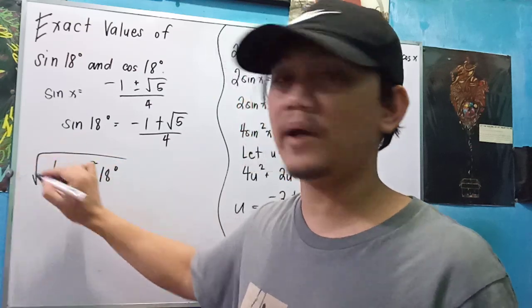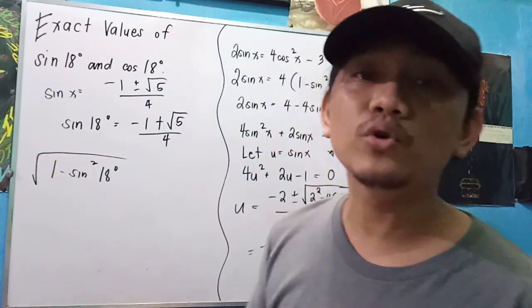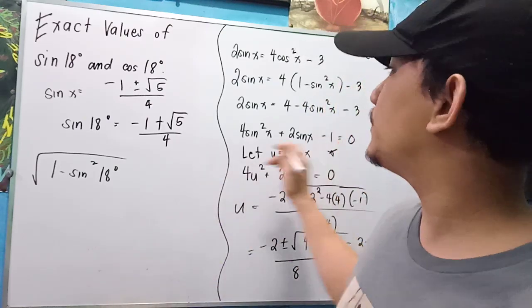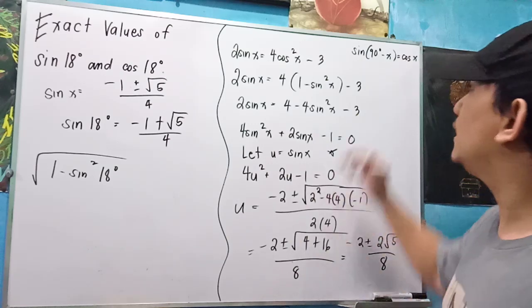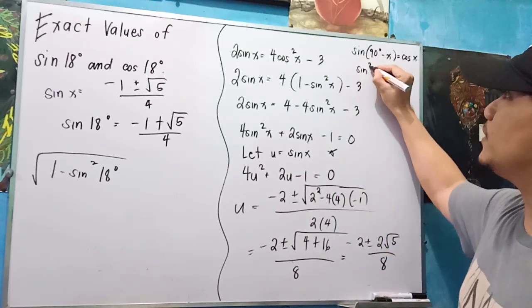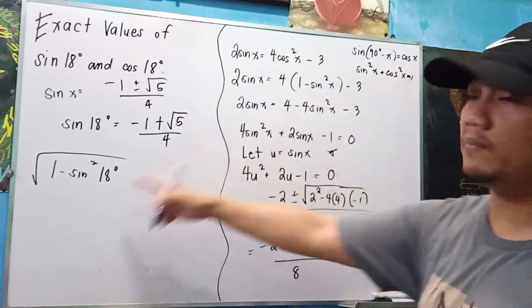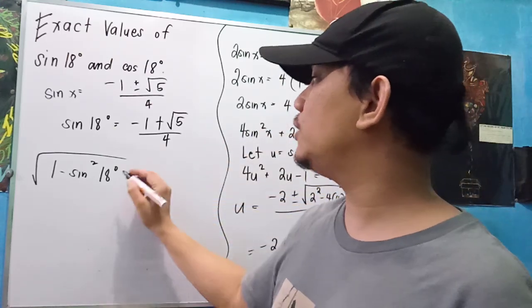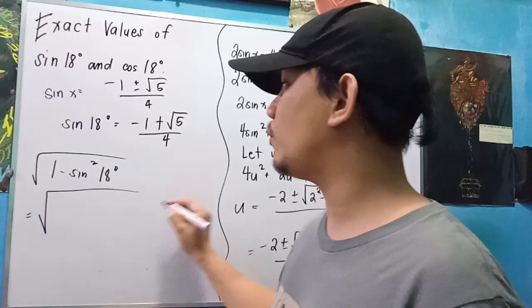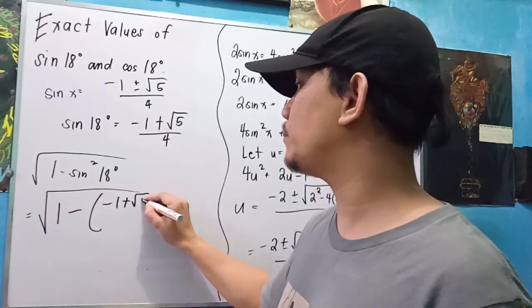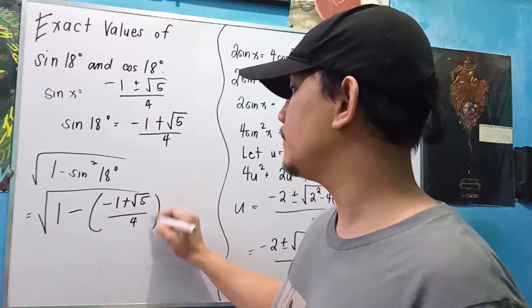Bakit hindi na plus or minus, Sir IJ? Kasi first quadrant po yung cosine 18. I mean yung 18 degrees. Diba, applying the Pythagorean identity na sine squared x plus cosine squared x is equal to 1. Diyan lang po yan galing mga lodi. So, ano na mangyari dito, Sir IJ? So, this is square root of 1 minus, square lang natin to. Negative 1 plus square root of 5 all over 4 squared.